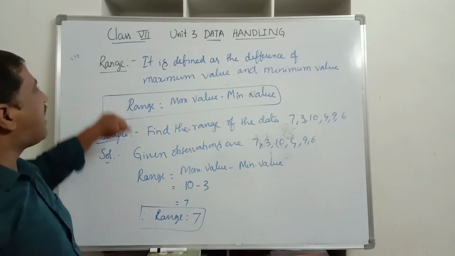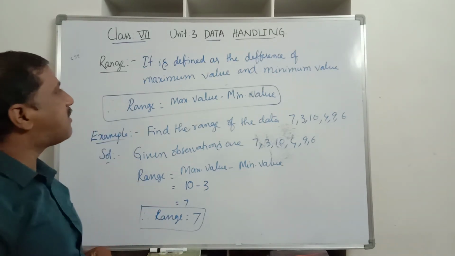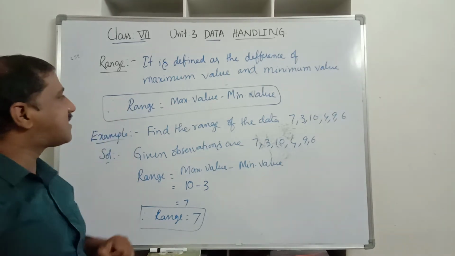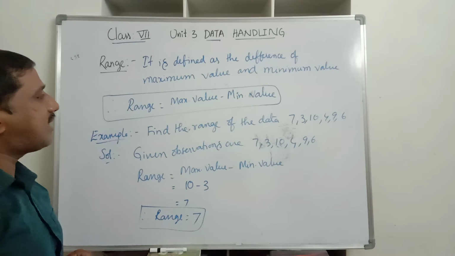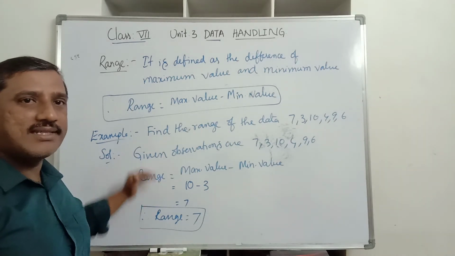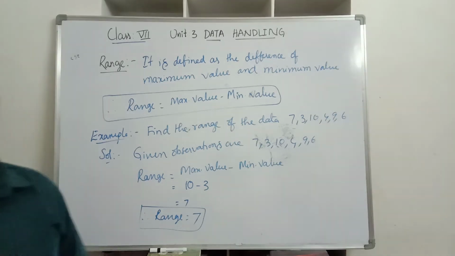So range is defined as what? The difference of the maximum value and the minimum value of the data. That is, range is equal to maximum value minus minimum value. Is it clear, children? Today's topic is done, and we'll discuss the exercise sums.